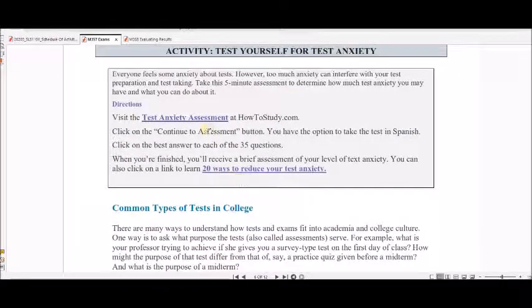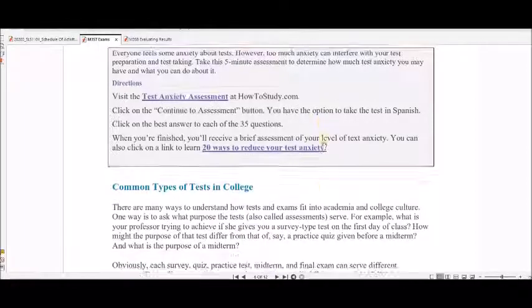Here's an activity that I think you're going to enjoy. Go to howtostudy.com, and there's a test anxiety assessment, and it carries you through those 35 questions, and when you're finished, it's going to give you 20 ways that are kind of tailored to you to reduce your anxiety. And I want you to include the results of this onto your final presentation. Remember, it's just for me, the final presentation, so nobody else is going to see it, but include what you've learned from this on that final presentation.